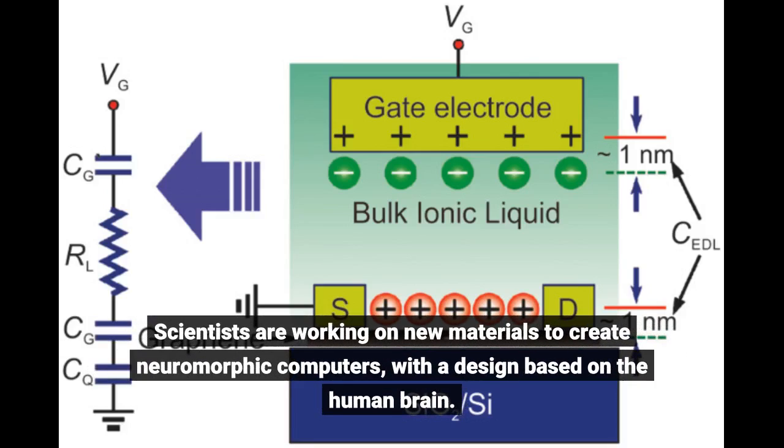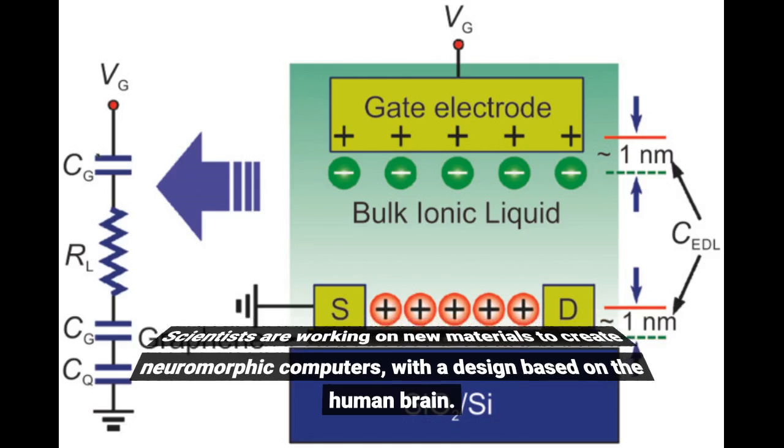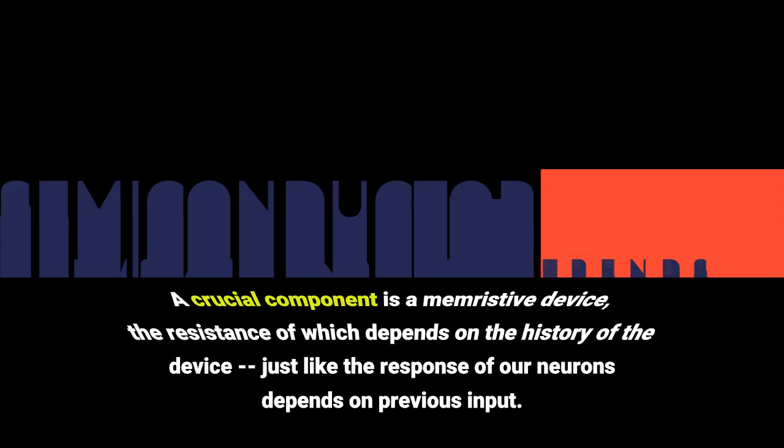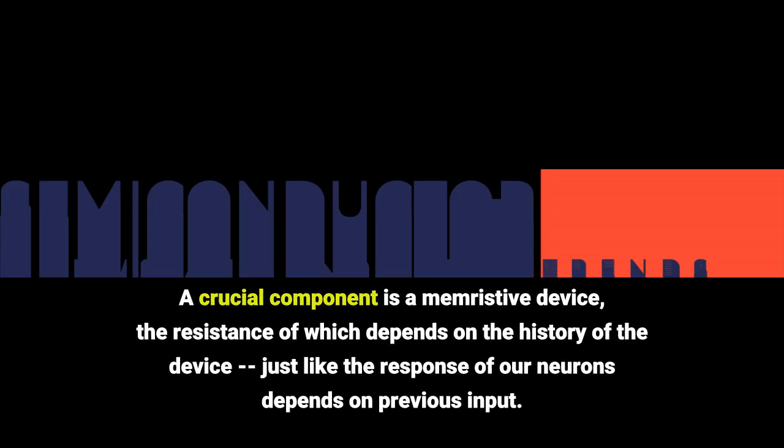Scientists are working on new materials to create neuromorphic computers, with a design based on the human brain. A crucial component is a memristive device, the resistance of which depends on the history of the device, just like the response of our neurons depends on previous input.